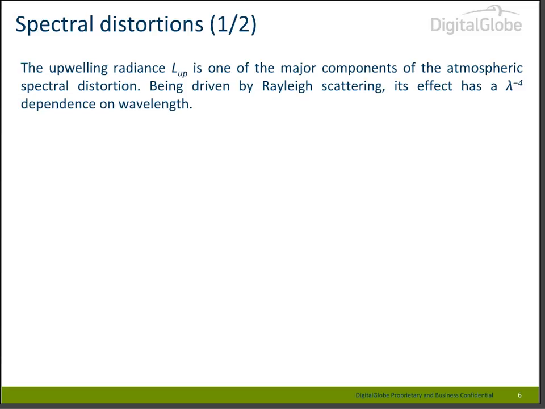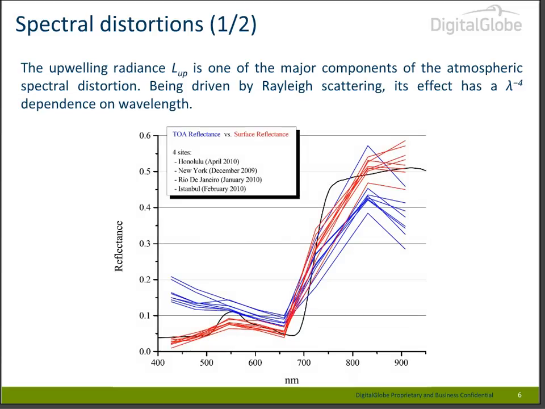To show this, I would like to bring up this plot, which illustrates a hyperspectral signature of grass with this black line, and also the similar spectral signature of grass in both top of the atmosphere reflectance in blue and in red in surface reflectance.